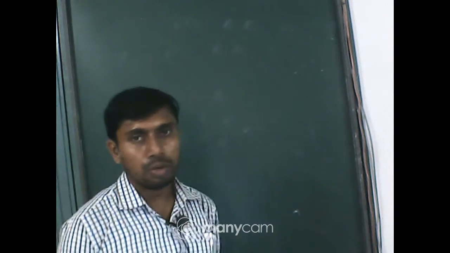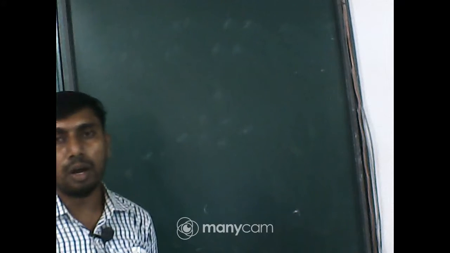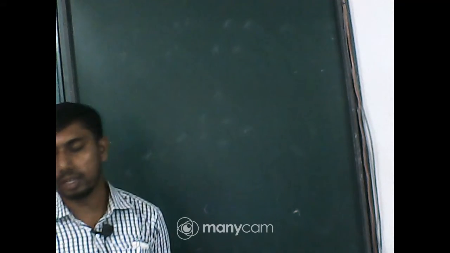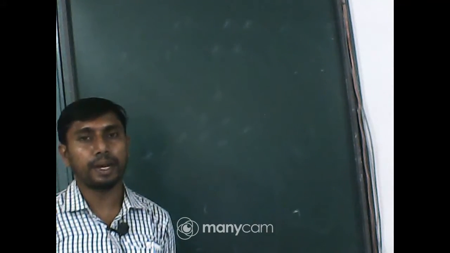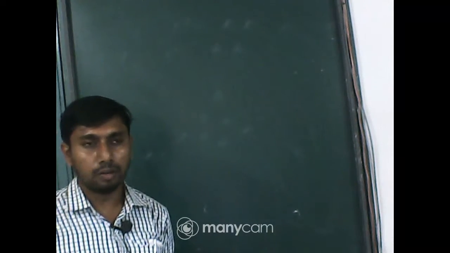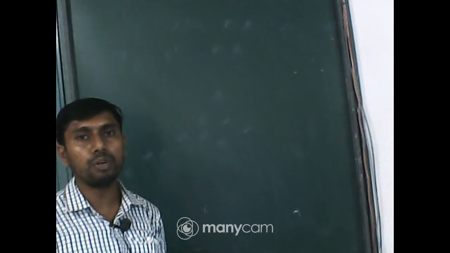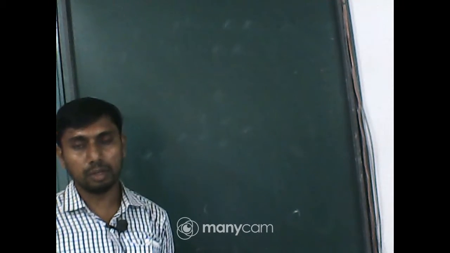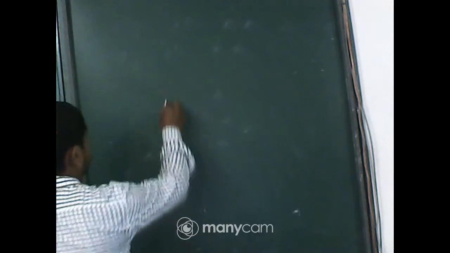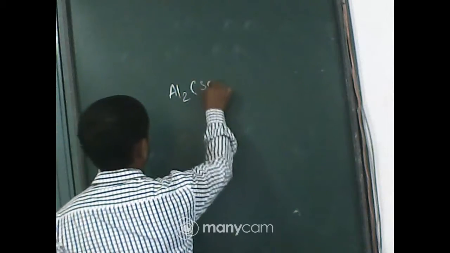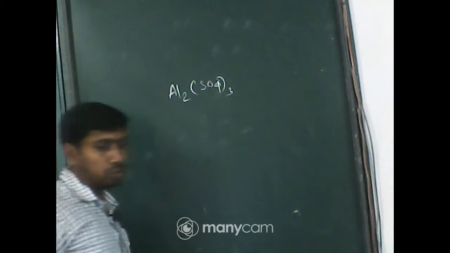So last day I told you how to write the formula and also practiced some formulas, that is how to represent the formula. Now the other part: we have practiced from the symbol to the formula, and in the reverse way you have to go from formula to name. Can you do it? Can you do it from formula to name?